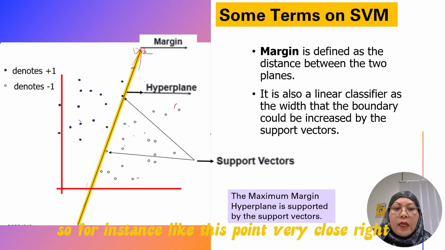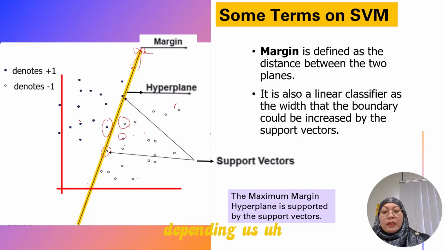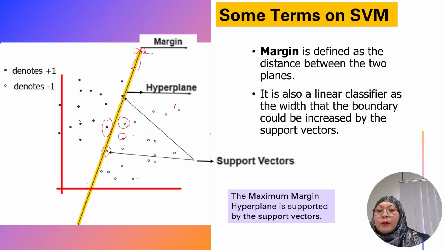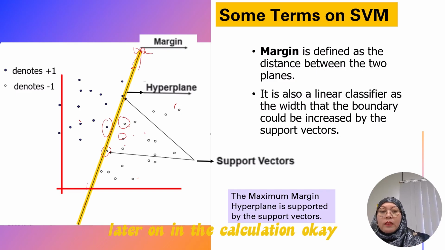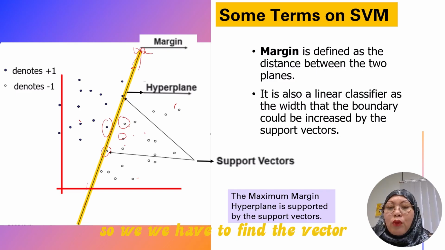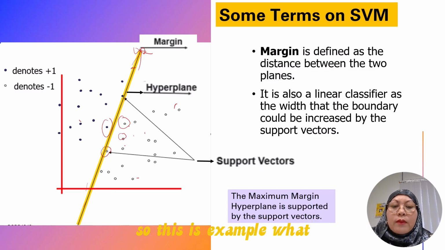For instance, this point is very close, right? We can take this one as well, depending on how many vectors we want to include to determine some parameters later in the calculation. So this one is called the support vectors. We have to find the data points which are very close to the hyperplane. This is an example.